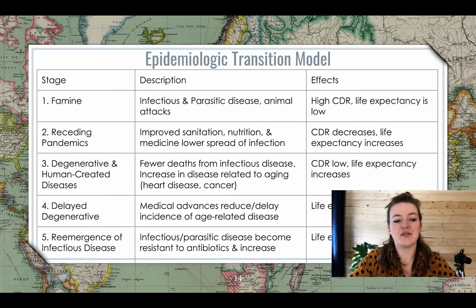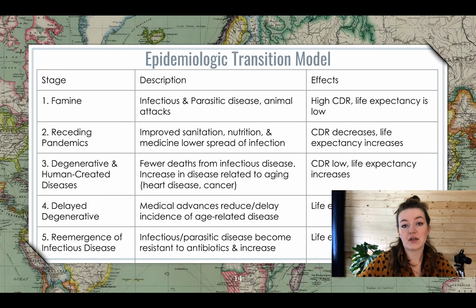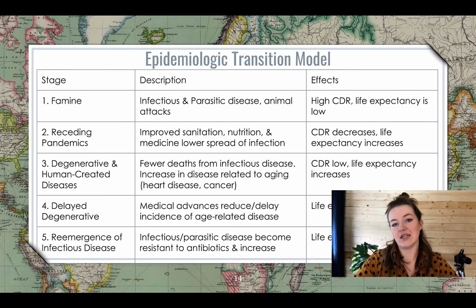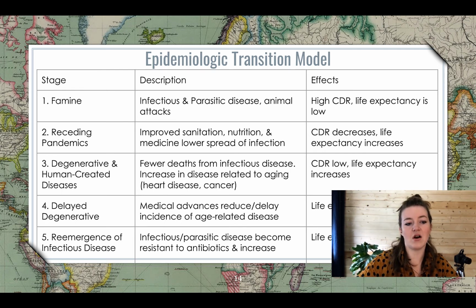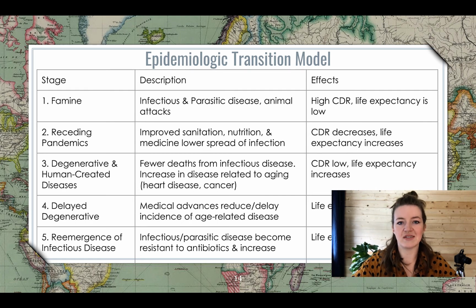Next up, we have stage 4, the stage of delayed degenerative disease. Our medical advances are reducing or delaying the incidence of age-related diseases, and life expectancy is at its highest. Basically, we have medications and treatments for things like cancer and heart disease, so life is increased, but it doesn't totally cut out those diseases. It just means that we're dying from them later on. We also might start seeing things like Alzheimer's as more prevalent here.